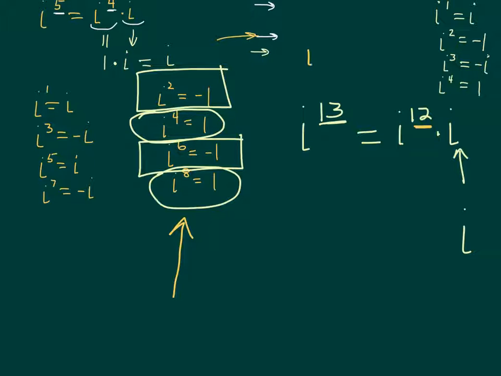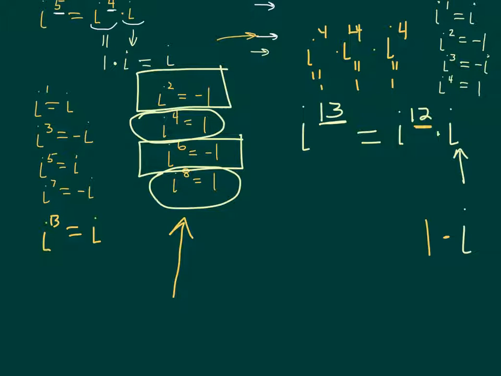we can rewrite i to the 12th as i to the 4th times i to the 4th times i to the 4th, because that is the same thing as i to the 12th. i to the 4th equals 1, i to the 4th equals 1, and i to the 4th equals 1. So 1 times 1 times 1 just gives me a 1. So I'm going to have 1 times the i that was left over. So i to the 13th equals positive i.